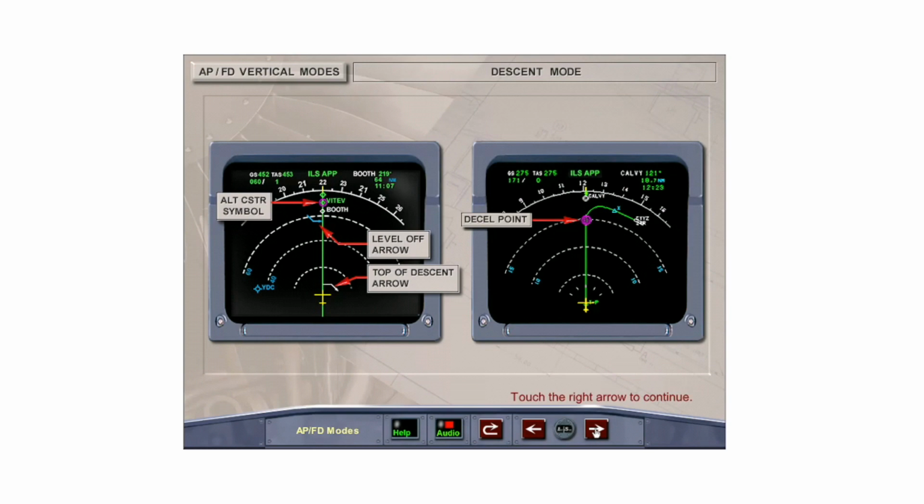The level off arrow is blue where the aircraft will reach the FCU selected altitude, and magenta for an altitude constraint. An altitude constraint symbol circles its associated waypoint. It will turn amber if the constraint point is predicted to be missed.